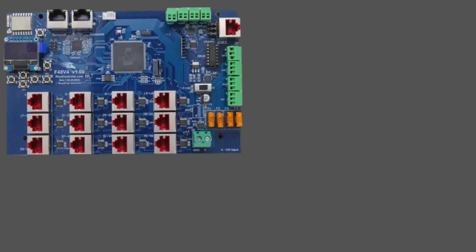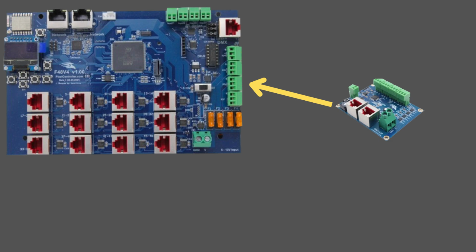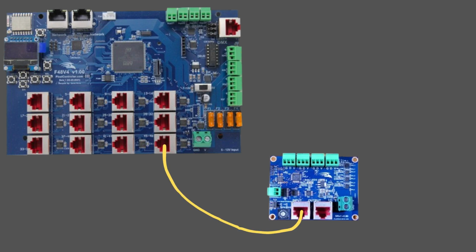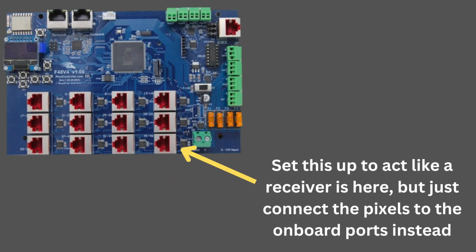Now, if you want to take advantage of the 4 onboard pixel ports, these are directly connected to the last receiver output. These 4 ports are basically acting as a receiver built into the board that's connected to the final output. So if you don't need to use them, you can attach a receiver to the final output and go on your day. Now, if you do want to use these ports, you would set it up as if a receiver was connected to the final output, and these 4 ports are the receiver. So we're just pretending there's a receiver there, when actually it's just the 4 ports on the board.